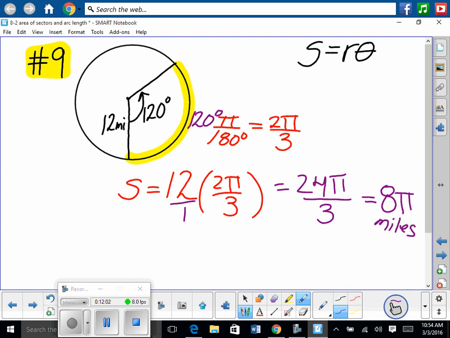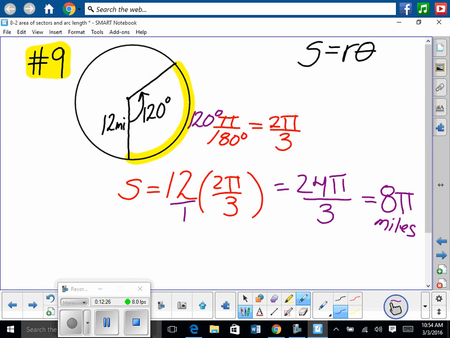So, guys, if I gave you this and said, I have a field with a diameter of 24 miles, so wouldn't that be a radius of 12 miles? And I said, I need you to build a fence of 120 degrees. Well, you would need to know how much fence you would need. Well, now you know, 8 pi miles, right? That's how much fence you need.